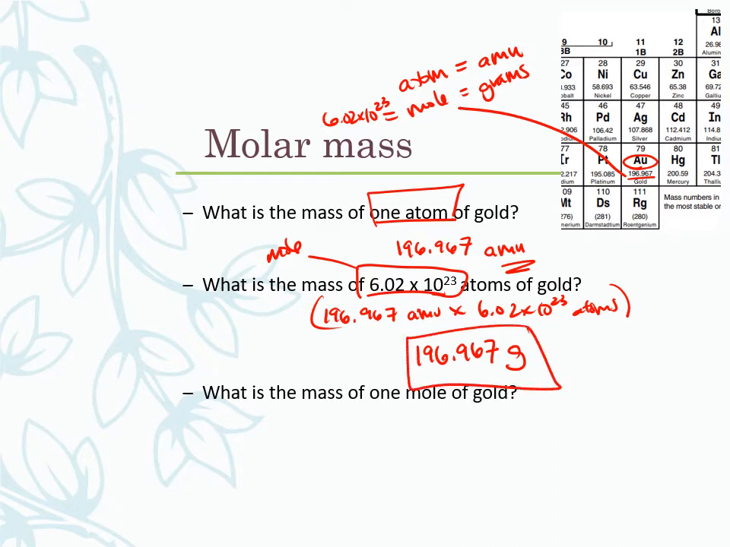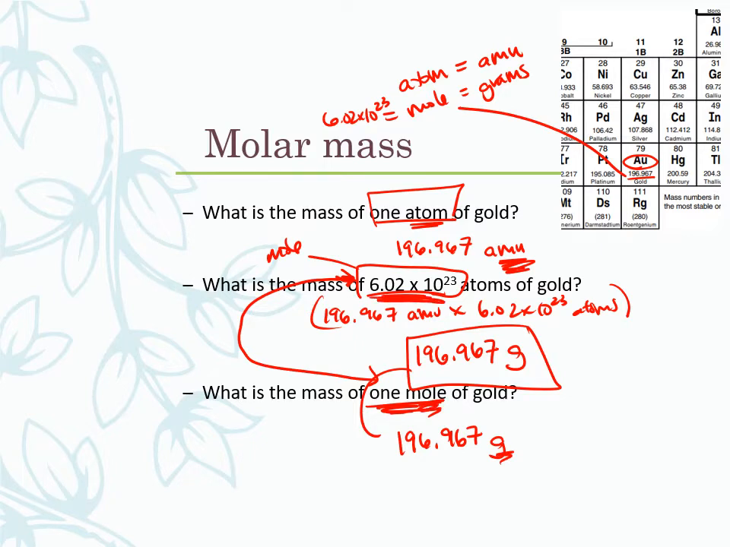But what if I want to know the mass of 1 mole of gold? Oh, my friends, we don't even have to look at the periodic table again, because I know that 1 mole is the same thing as 6.02 times 10 to the 23rd. And so if I have 1 mole of gold, I have 6.02 times 10 to the 23rd atoms of gold, and that means that my mass is the same number one more time, but since it's moles, it's grams. Atoms in AMUs, moles in grams, and because a mole is equal to 6.02 times 10 to the 23rd, this is also that same number in grams.